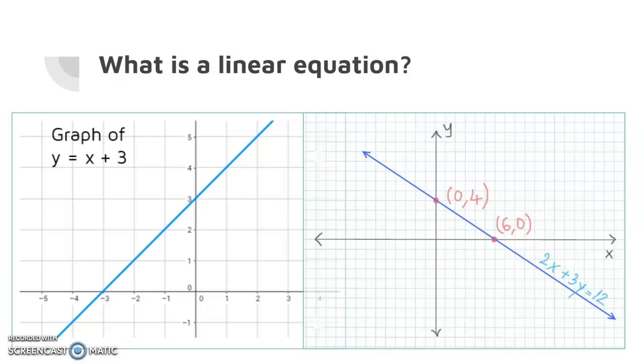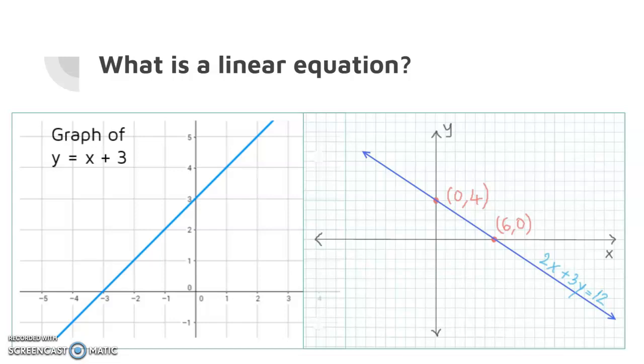Looking at these visuals, the first one is the graph of y equals x plus 3. As you can see, it's a straight line. It doesn't really matter what angle it's going in, it just has to be a straight line. And later in this presentation, I'm going to show why it is touching the 3 on the y-axis. So, that's the first one.